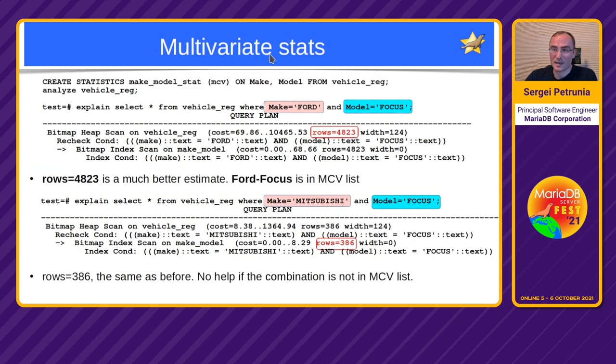If you add multivariate statistics here, the situation improves. Ford Focus is in the most common value list, so we get an estimate of almost 5,000, which is close to reality. However, Mitsubishi Focus is not in the MCV list, and this statistics doesn't help PostgreSQL to see that this is a non-existent combination, and you still get the old multiplication of selectivities results.